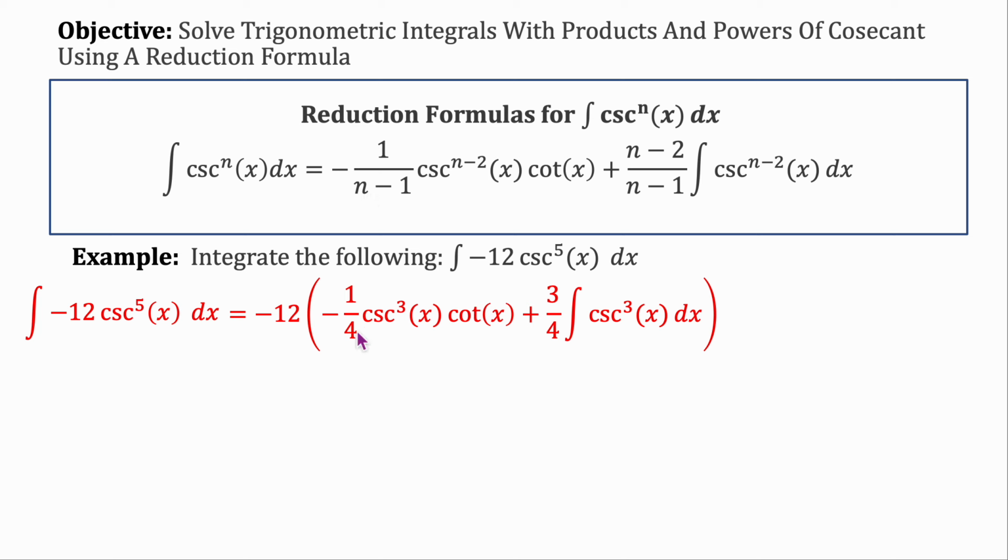So that's why we get 1/4. 5 minus 2 is 3. Cotangent just comes along for the ride. 5 minus 2 is where we got the 3 here. 5 minus 1 is where we got the 4. 5 minus 2 is where we got the cosecant cubed.